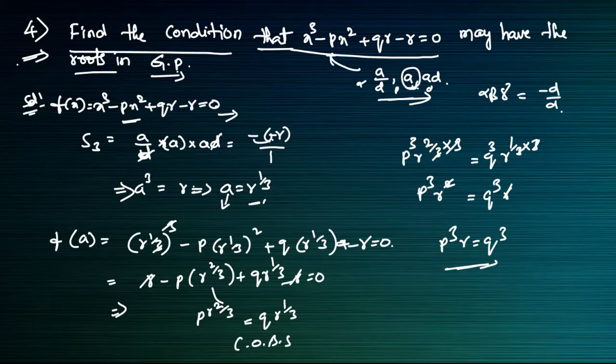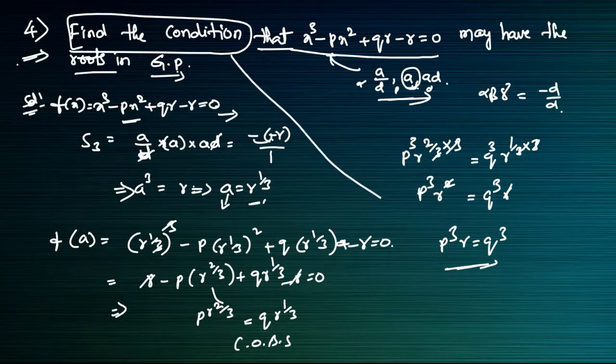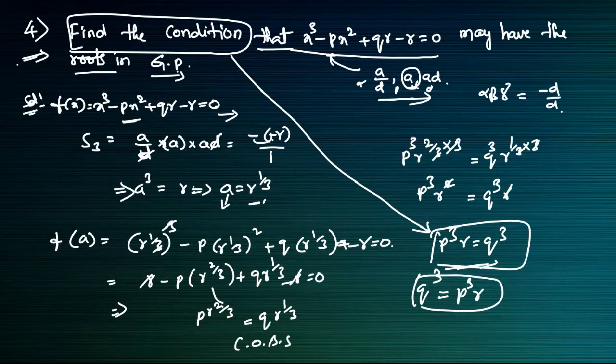Now this is the condition, we had to find the condition. So q cube is equal to p cube into r, we can also write it as. Okay, now this is the end of section 1.